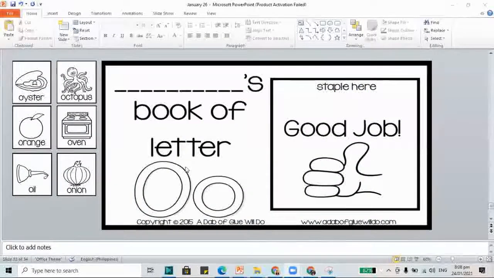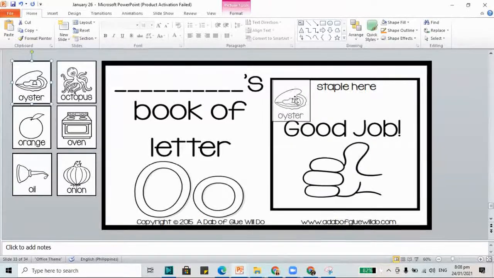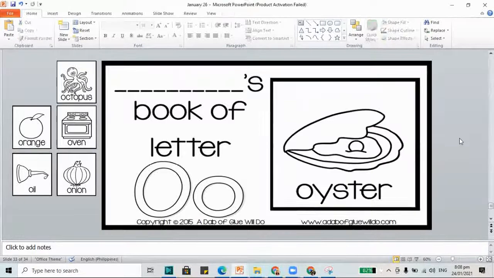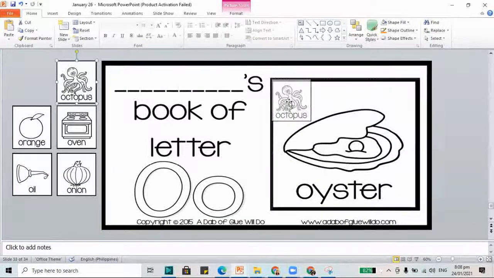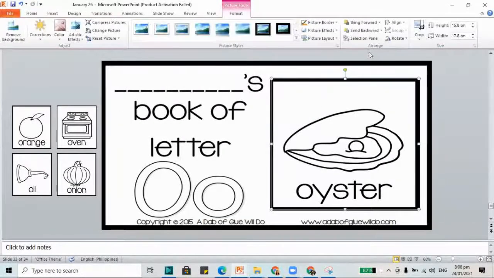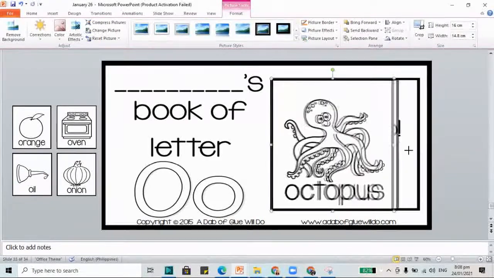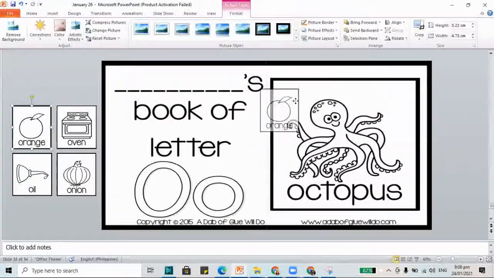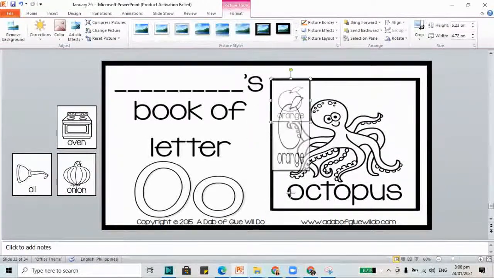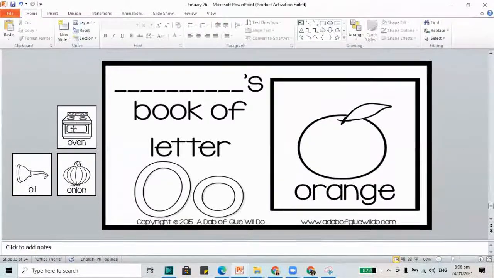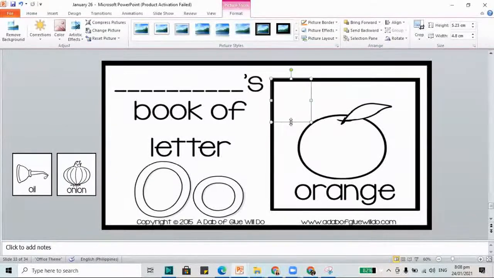We have here our pictures that begin with the letter O. Oyster begins with the letter O. It has an O sound. O, oyster. O is also for the octopus. Let me fix this one. Let's put it inside. O is also for the orange. The orange is a very yummy fruit. O is also for the oven.